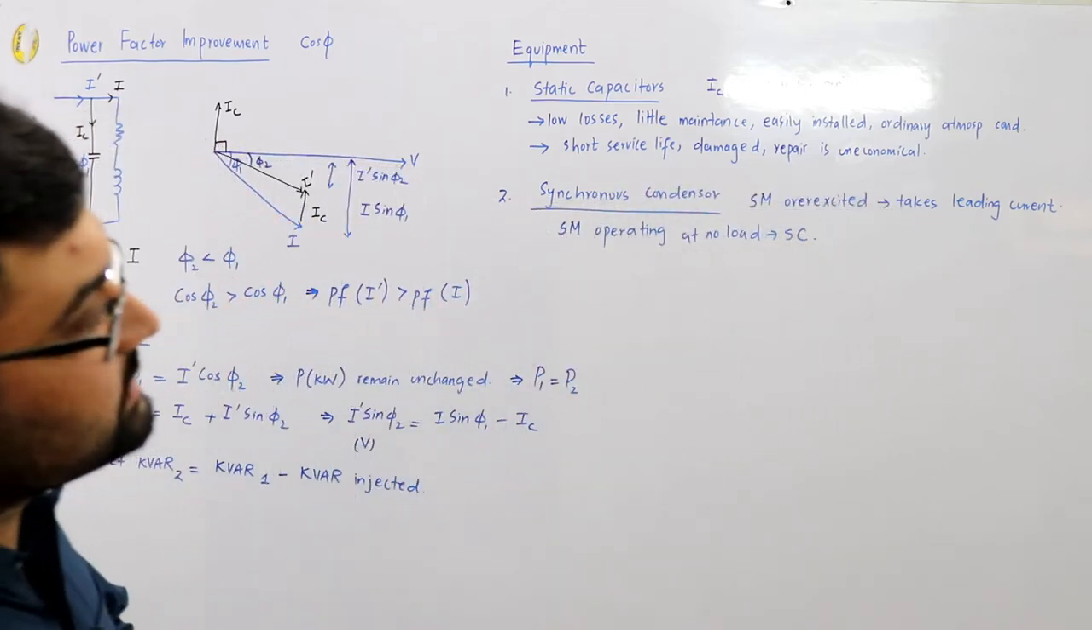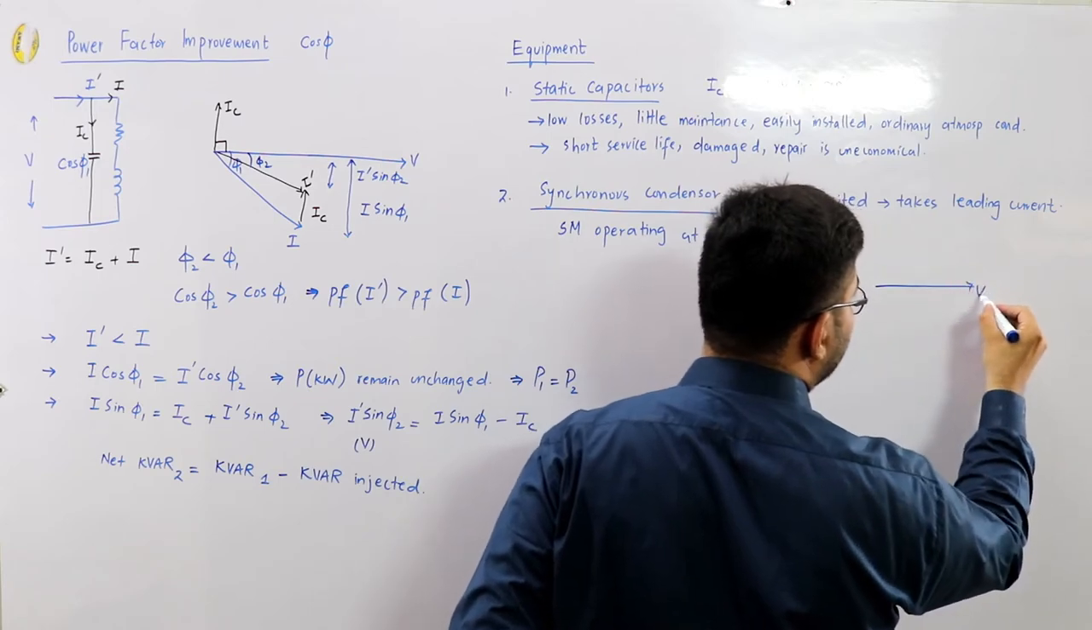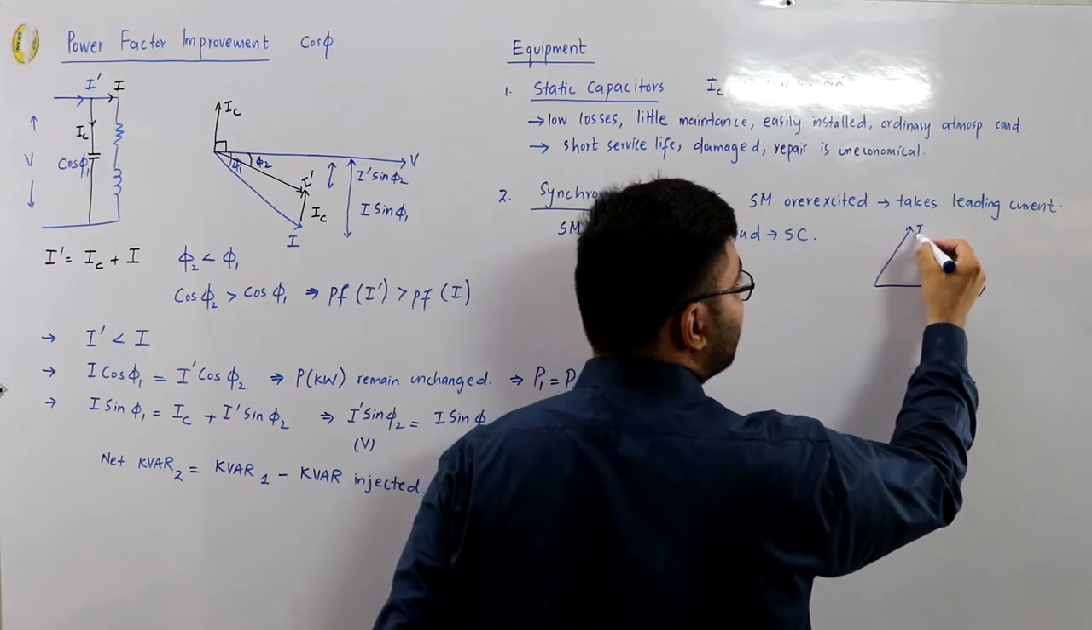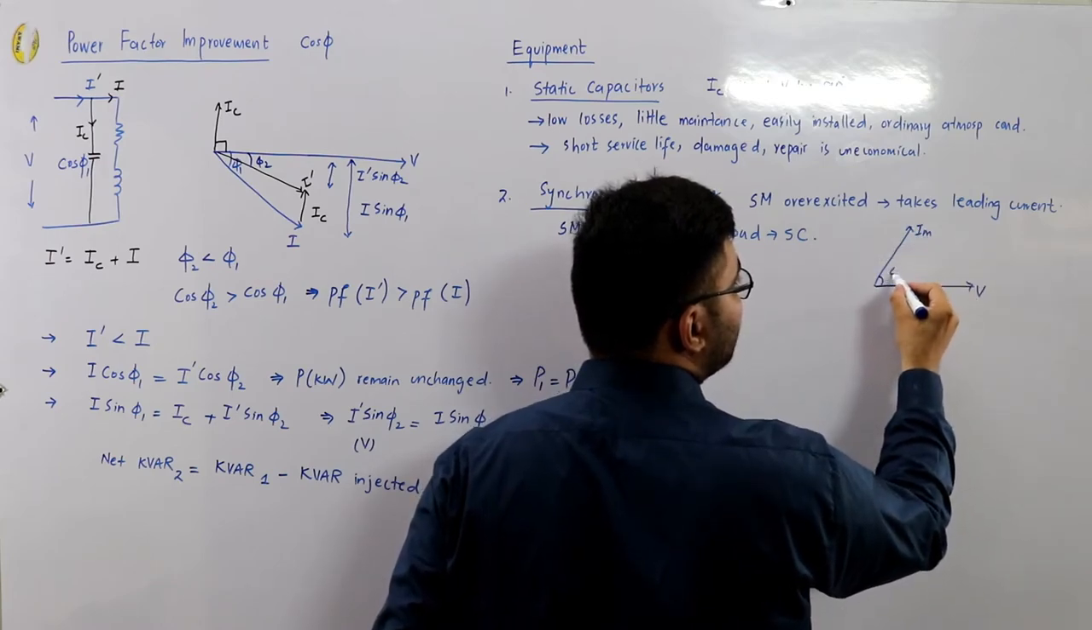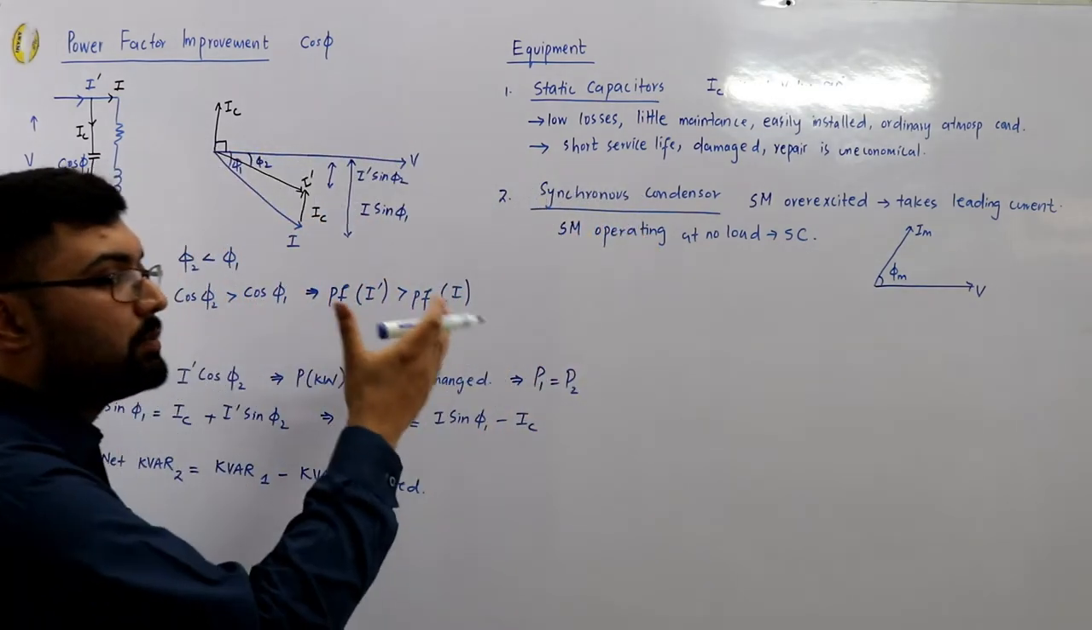Now, the current that it is taking, let's say this is the voltage. This is the current of the motor, Im, and it leads the voltage by an angle phi m. Now have a look at this phi m. I have not drawn it as purely 90 degrees.